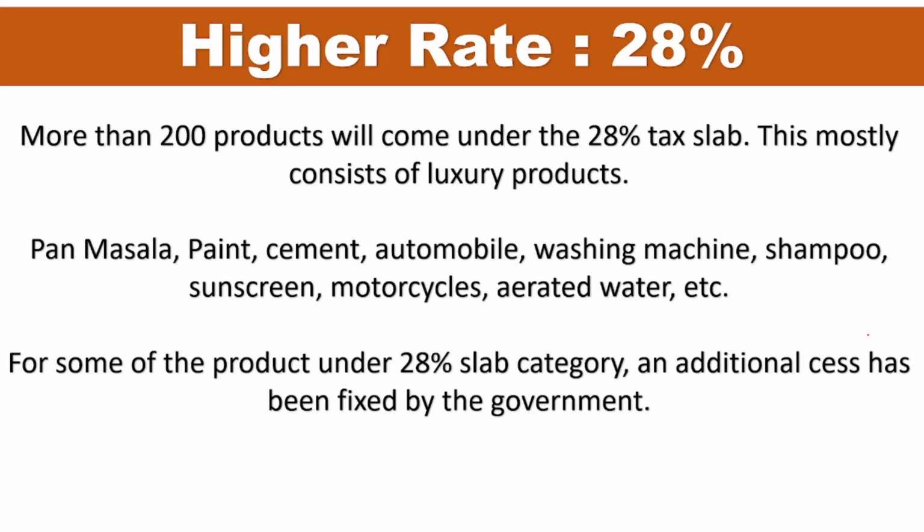For example, pan masala, paint, cement, automobiles, cars, washing machines, shampoo, sunscreen, motorcycles, aerated water, etc. These are the things that come under 28% GST. But for some products under this 28% higher rate, even an additional tax is charged by the government. So these are the four different slabs which we have under GST.